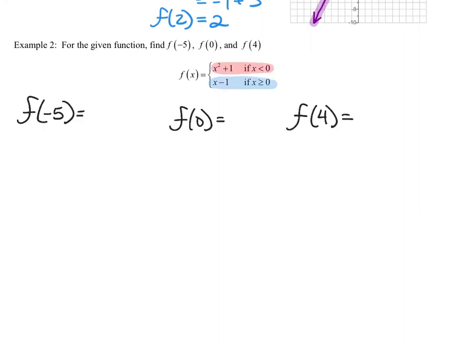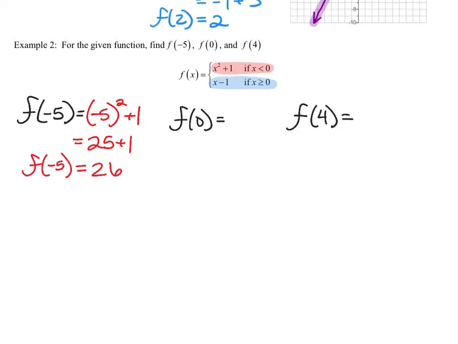So if we get ourselves started on this, we have f of negative 5, f of 0, and f of 4. If I look at the domains for where x can be negative 5, that would be the red part, the top function. So we're going to be plugging negative 5 into the first part of this piecewise function. Negative 5 squared plus 1, which is 25 plus 1, or 26. So we know that f of negative 5 is equal to 26.